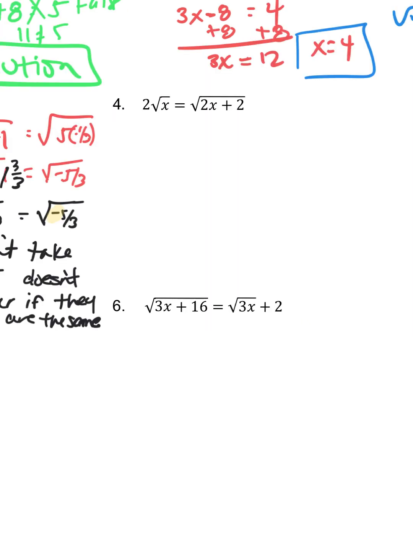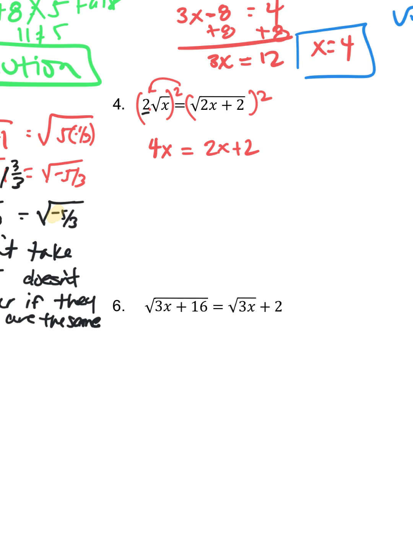All right, number 4. Again, we are going to isolate the radical. There's nothing I can do with that 2, so everything's isolated. So now we'll just square both sides. Remember, this is squaring everything in here. So this is 2 squared, which is 4, and then the square root of x squared is just x. Take what's underneath here.